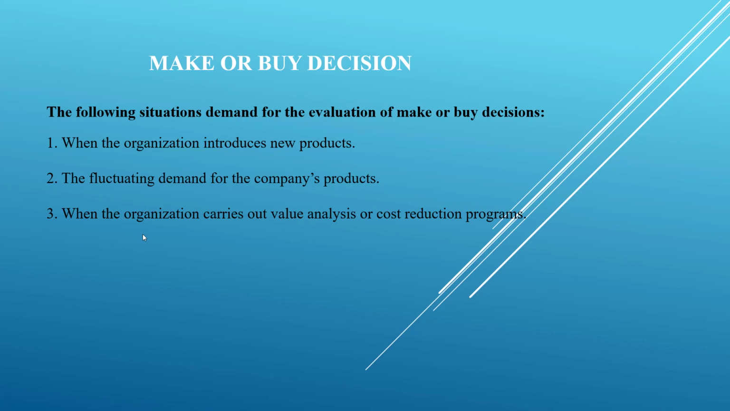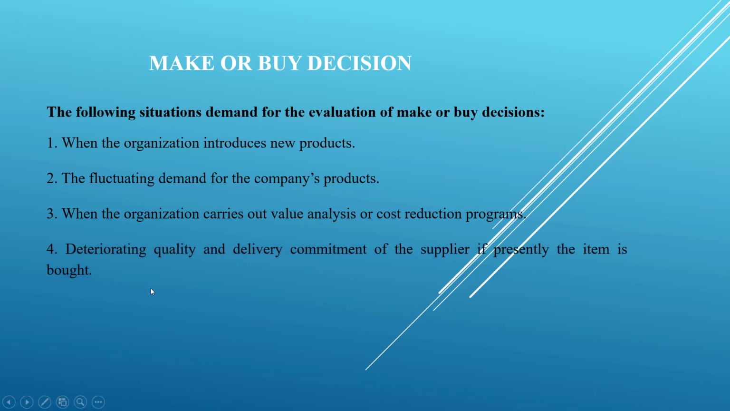Next is when the organization carries out value analysis or cost reduction programs. Now, value analysis and cost reduction programs will be utilized only when the company is not earning much profit. If the company is continuously suffering losses year after year, then they have to analyze it, right? They have to check what is the reason that the company is not earning much profit, or why the company is going at a loss for so many years. For that, they will try to analyze the reason behind it, and they will try to reduce certain costs. When they are purchasing certain kinds of products, the cost has to be reduced. So when these programs are carried out, when the company is not performing well, in this situation the make or buy decision will take place.